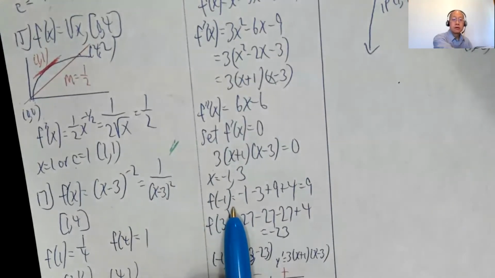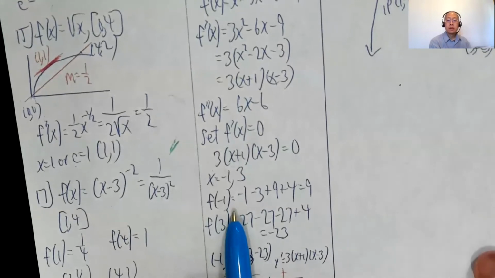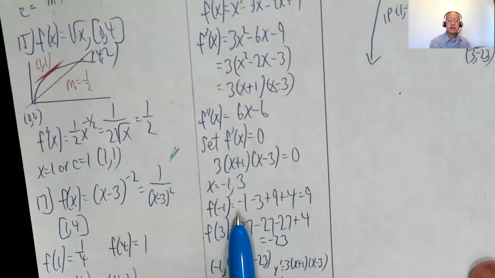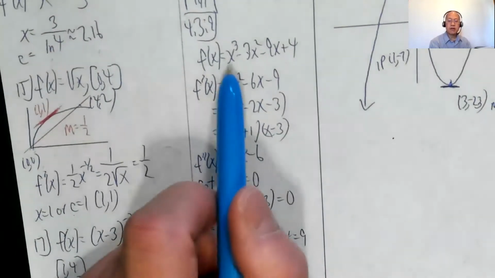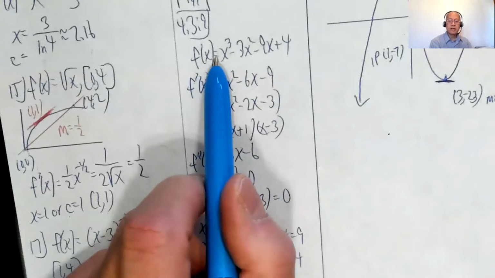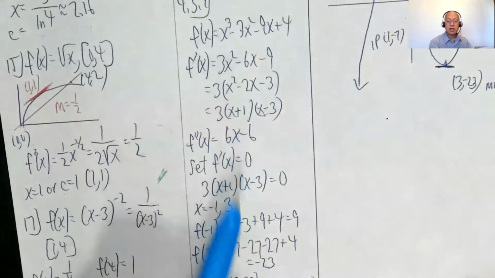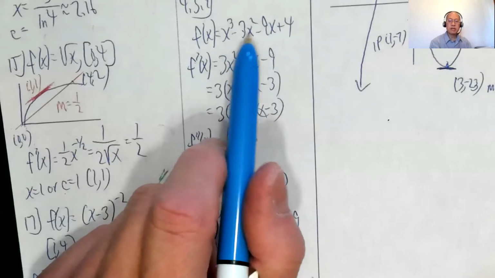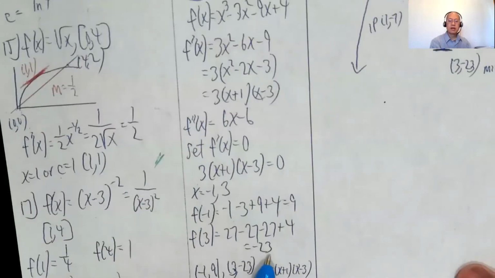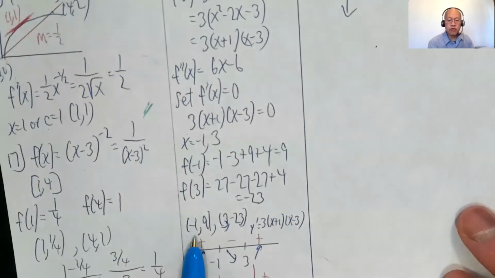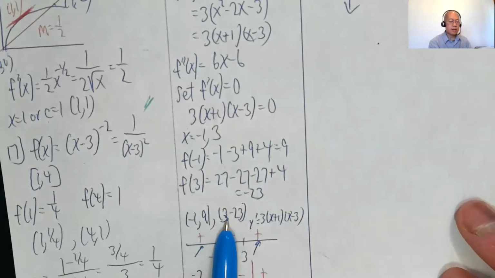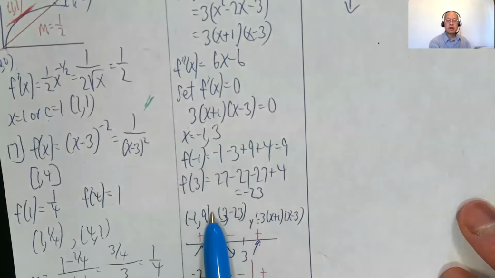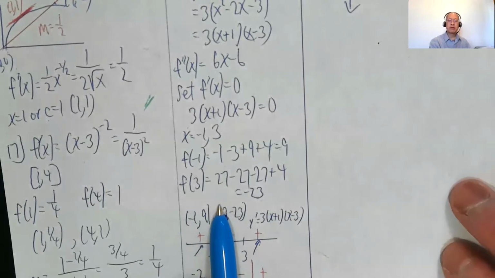Okay. And let's see. Plug in -1. So it's -1 minus 3 plus 9 plus 4. That comes out to be 9. Plug in 3, 27 minus 27 minus 27 plus 4 is -23. So -1, 9, and 3, -23. Okay, those are called critical points. Slope is 0. It might be a maximum or a minimum.